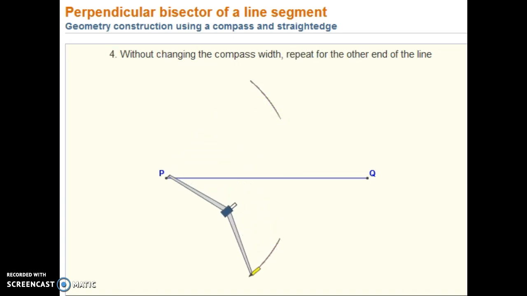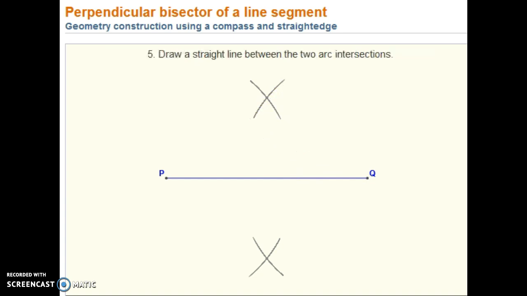Then you're going to keep your compass the exact same and move it to the other endpoint and draw your arc above and below. From there, you're just going to take a straight edge and connect the intersection of those two arcs. And that's going to create your perpendicular bisector.